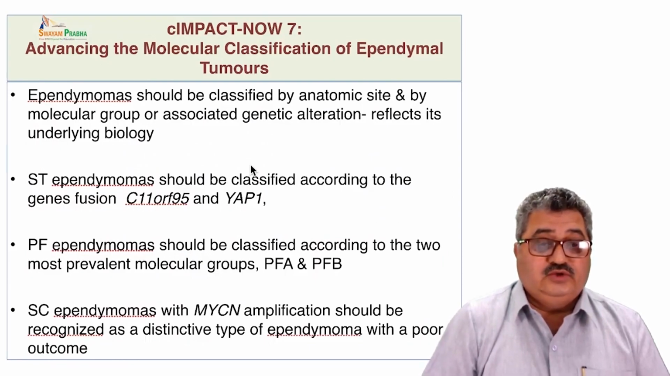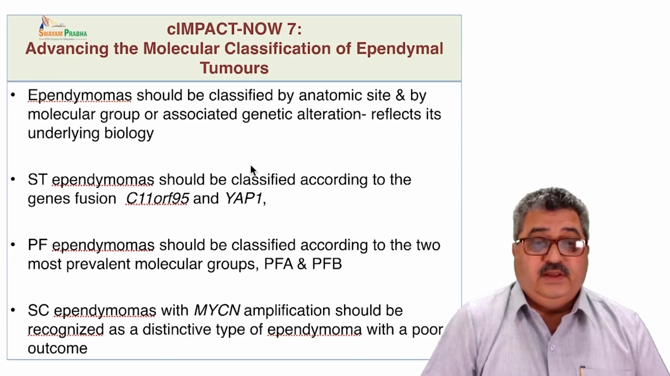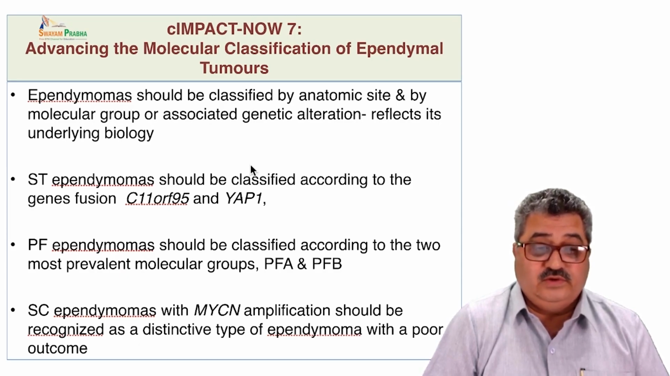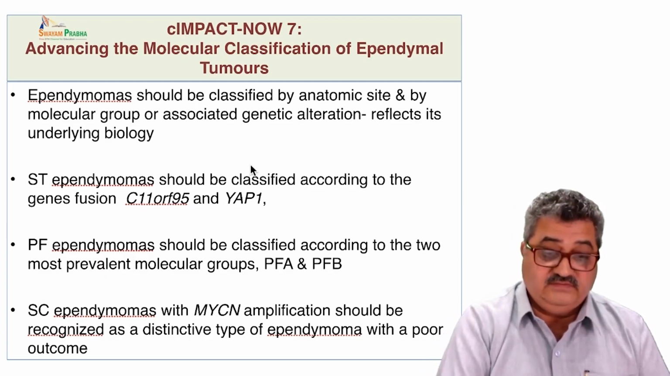In the supratentorial location, the ependymoma should be classified as C11orf95, or what you call ZFTA, fusion positive and YAP1 fusion positive. In the posterior fossa, they are divided into two molecular groups, PFA and PFB, and H3K27me3 is the most important for the diagnosis. In the spinal cord tumor, if it is morphologically a grade 2 or grade 3 tumor, one should do MYCN amplification, and FISH can be done for this.